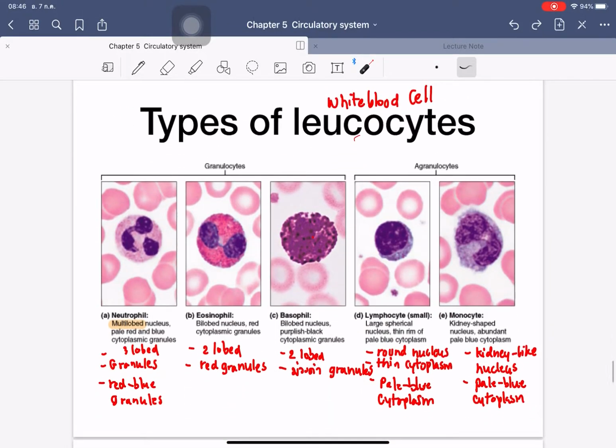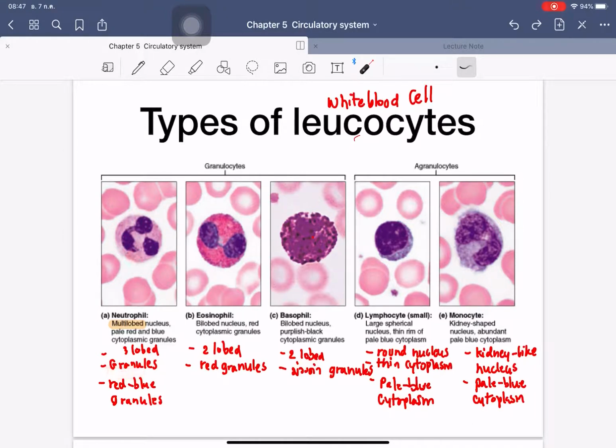And we have many types of white blood cells, or leukocytes. The first one is the neutrophil. In the neutrophil, the nucleus contains many lobes. Here you will see three lobes for the neutrophil. And you can see the small pink dot.